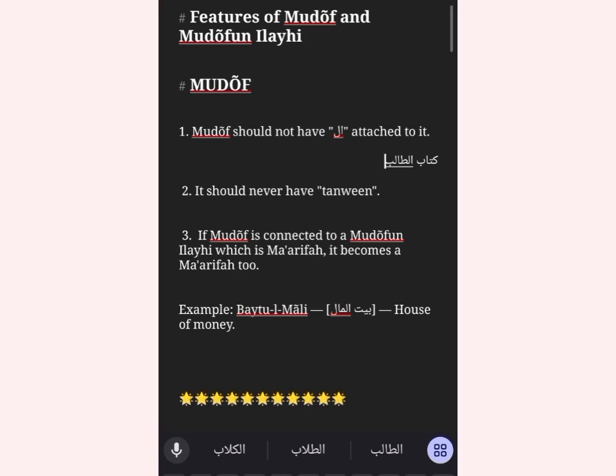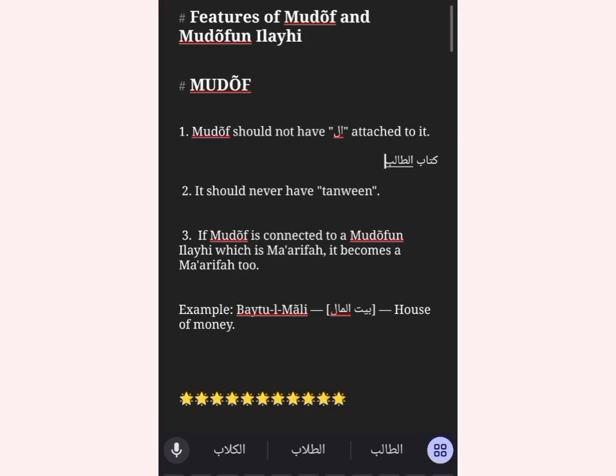So the first thing is it does not have alif and lam and doesn't have tanween, as opposed to when it is standing alone. When it is acting as a nakira, you say kitabun, and when it is standing alone and acting as a ma'rifah, you add alif and lam to it and take away the tanween, and it becomes al kitabu. But in this case, it is neither having alif and lam nor is it having tanween.